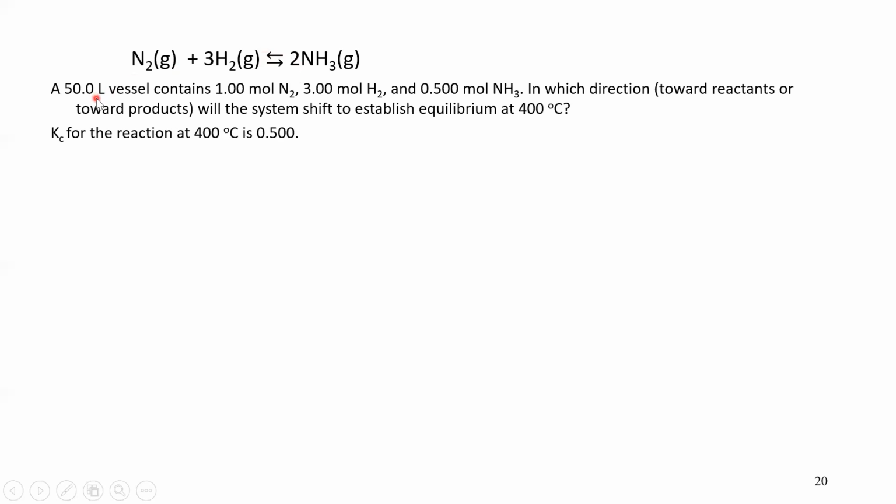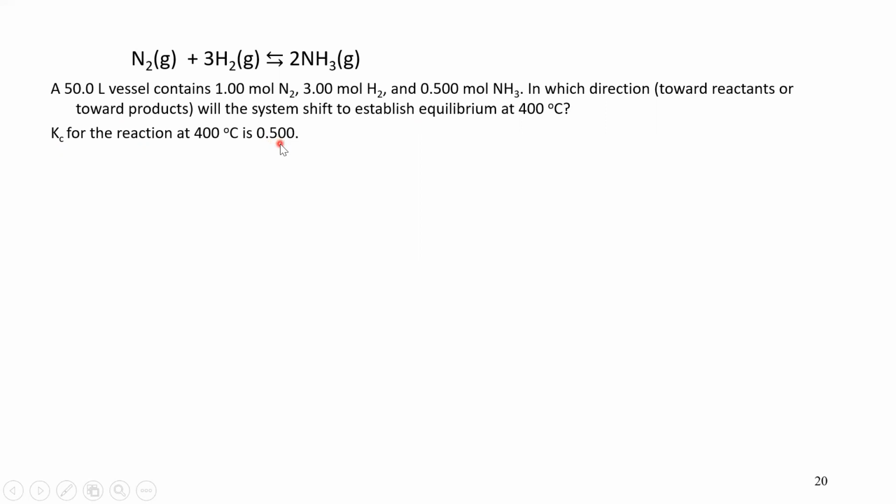We have a 50-liter container, and it has 1 mole of nitrogen, 3 moles of hydrogen, and 0.5 moles of ammonia. In which direction, towards the reactants or towards the products, will the system shift to reach equilibrium? And it gives us K equals 0.500. All right, so what we're going to need to do is write a Q expression, calculate Q, and compare it to K.